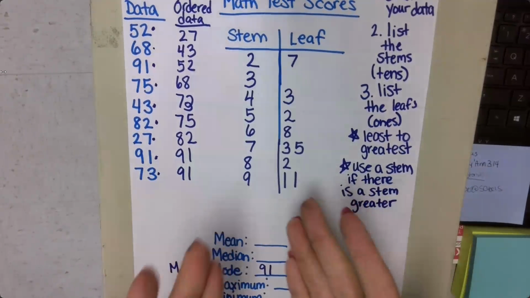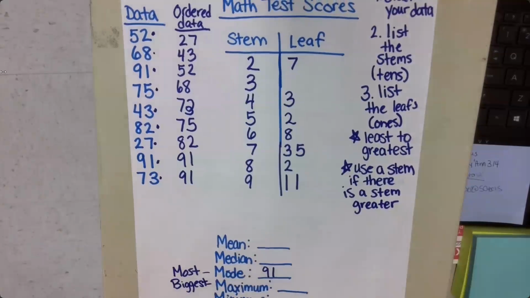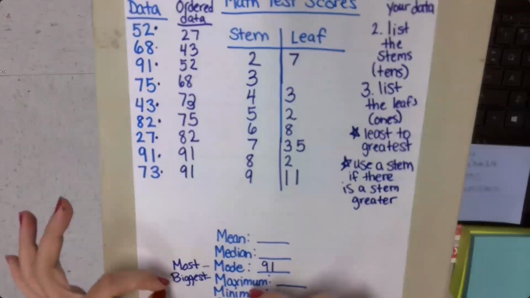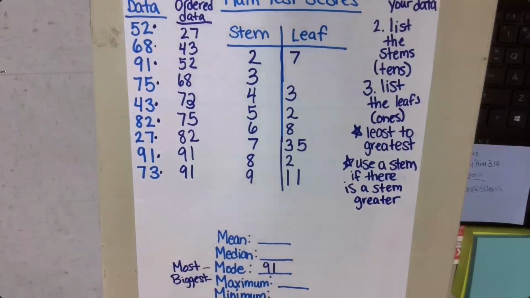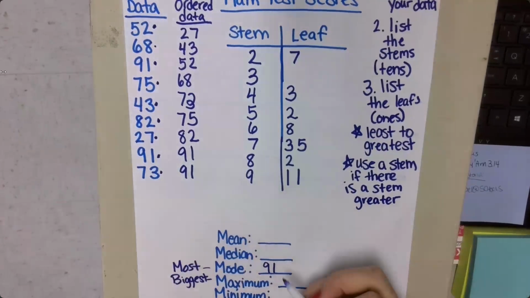Maximum, that's going to be my greatest, my biggest, my largest number. Now, don't confuse the maximum with the mode. Mode is the one that shows up the most. It doesn't always have to be the most, even though in this case it is. So my maximum is also 91.